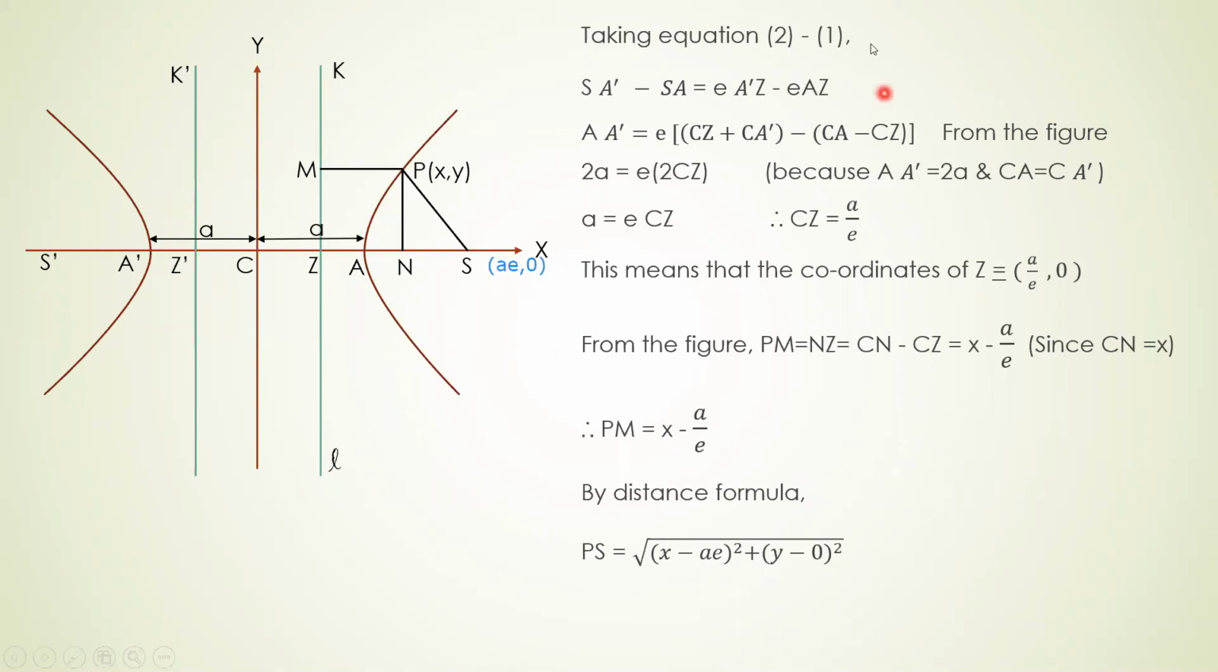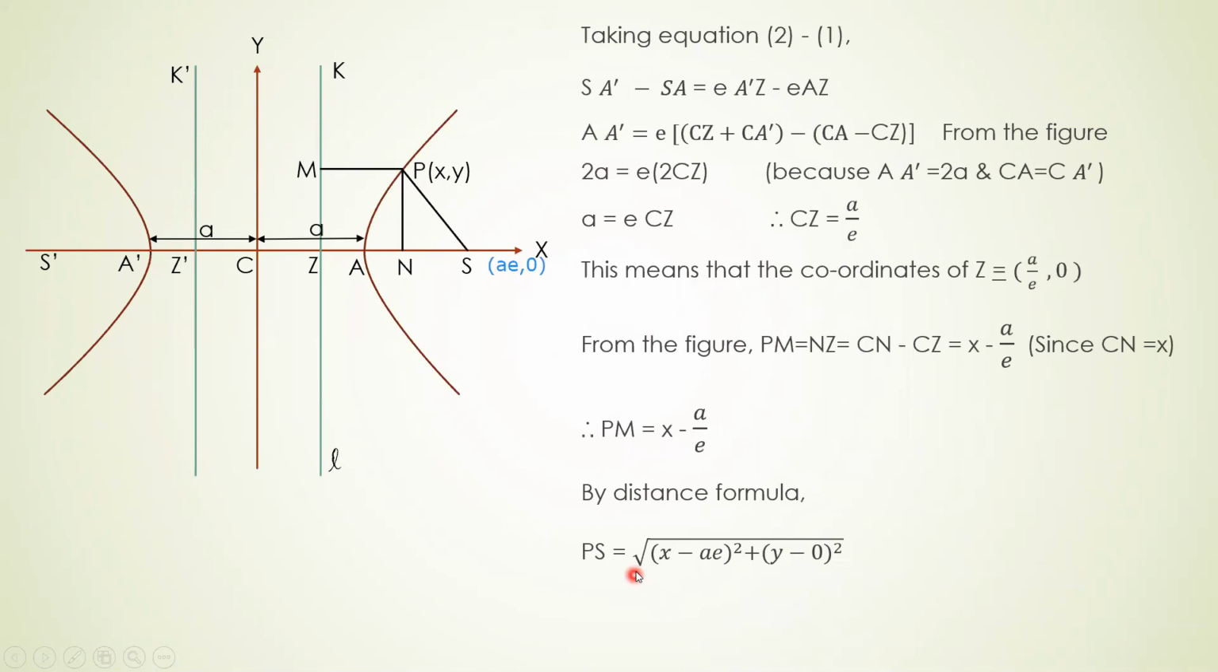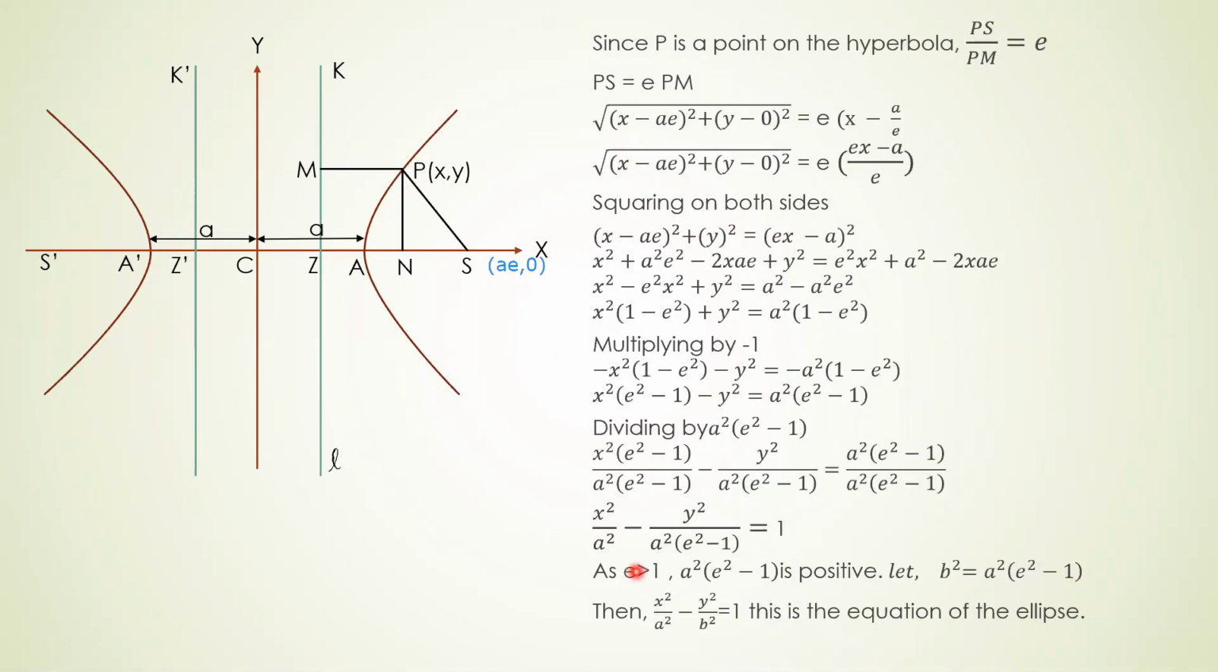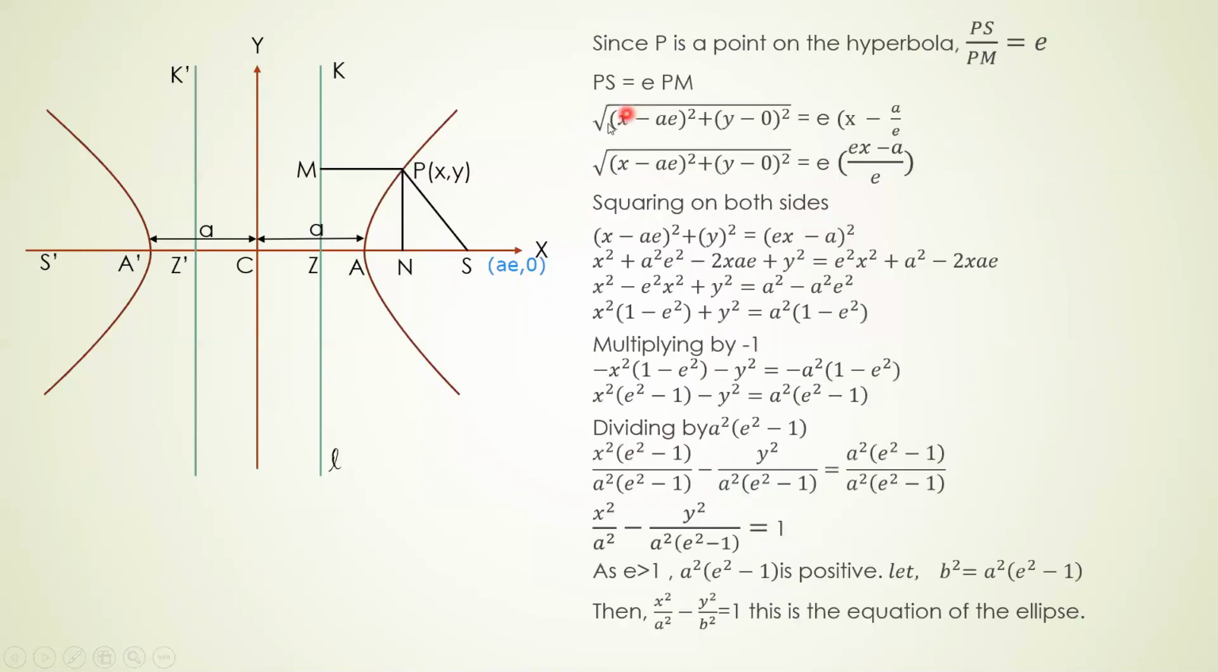Now, since P is a point on the hyperbola, what we can say is PS divided by PM is equal to E. That is what eccentricity. So if we take PM on the other side, PS will be equal to E into PM. Just now we have calculated PS value, PS value is this. And we have calculated PM value, PM value is this part, X minus A divided by E. We'll substitute that. Square root of X minus AE whole square plus Y minus 0 whole square is equal to E into bracket X minus A divided by E.